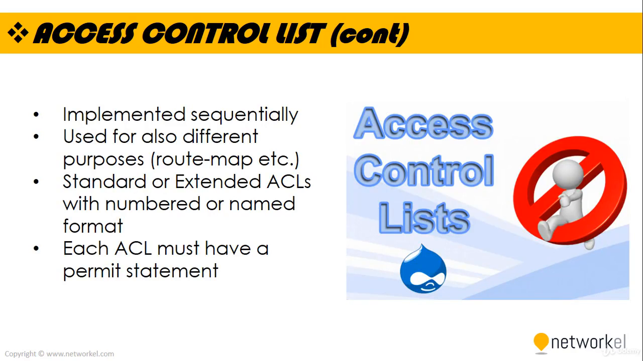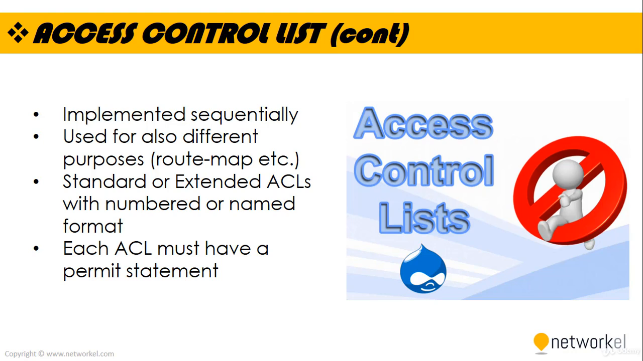Access lists are implemented sequentially as a permit or deny statement to the inbound or outbound of an interface, and are also used for different purposes such as, for example, a route map. There are two types of access lists, standard or extended, and they can be used with numbered or named format. Please pay attention that each ACL must have a permit statement because there is an implicit deny rule at the bottom of each ACL.